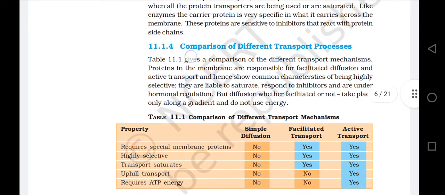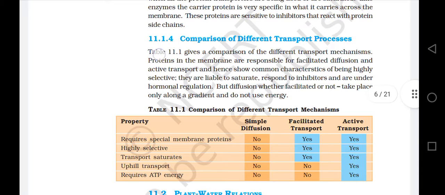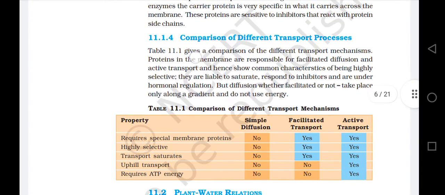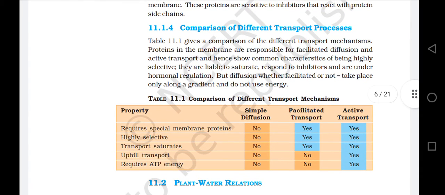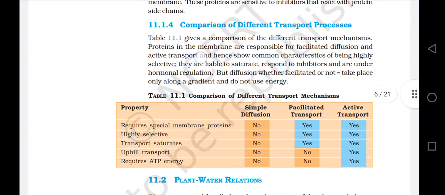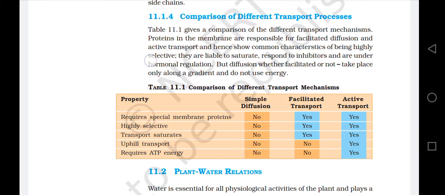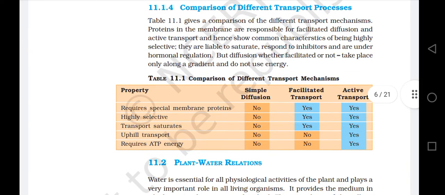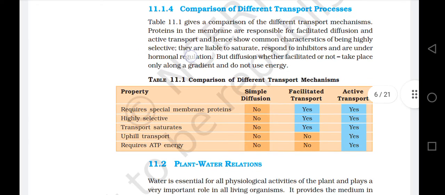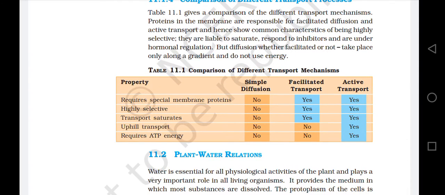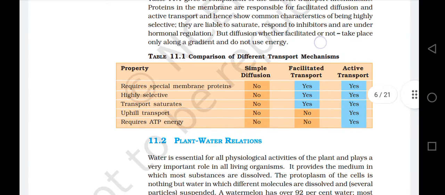11.1.4 Comparison of different transport processes. Table 11.1 gives a comparison of the different transport mechanisms. Proteins in the membrane are responsible for facilitated diffusion and active transport, and hence show the common characteristic of being highly selective. They are liable to saturate, respond to inhibitors, and are under hormonal regulation. But diffusion, whether facilitated or not, takes place only along a gradient and does not use energy.